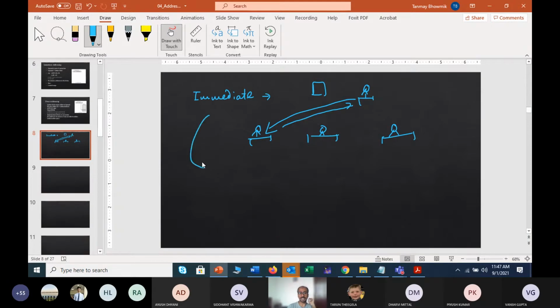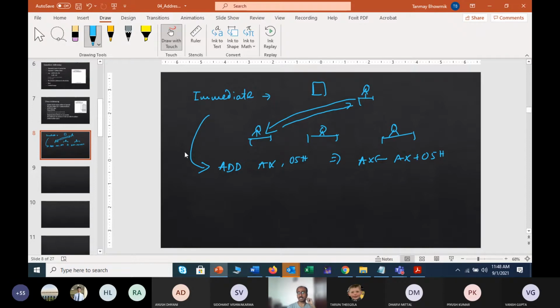So what was the example? ADD AX, 05H. That means this is the operand, 05, and H is for hexadecimal data. The operand is itself in the instruction. It was your whole instruction, ADD AX, 05H. What does that mean basically? AX will store AX plus 05H. So this was the example of immediate addressing.